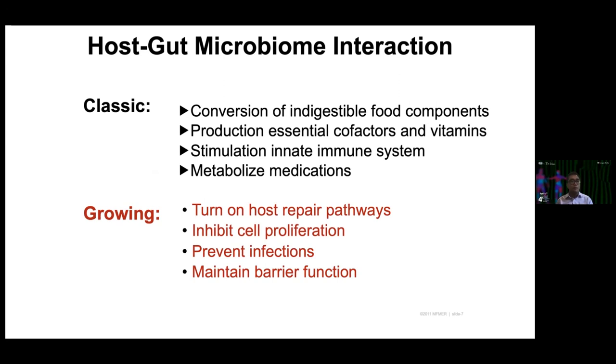Turning on the host repair pathways is also going on. You need the microbes in order to turn on some of those, just like you need them to stimulate the innate immune system. They play a role in regulating cell proliferation. They also help us prevent infections through their ecology, right? The same way grass prevents weeds from growing in your lawn, it blocks them out, and they help us maintain barrier function inside of our GI tract and other epithelial surfaces.